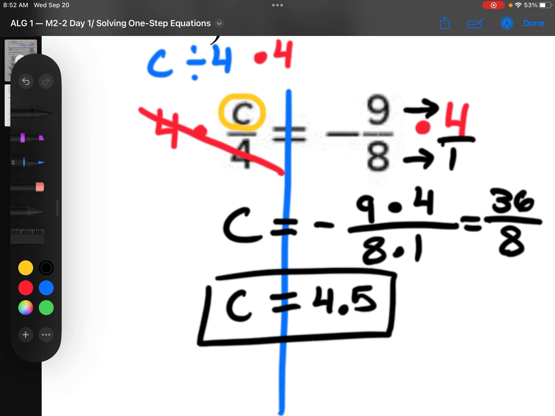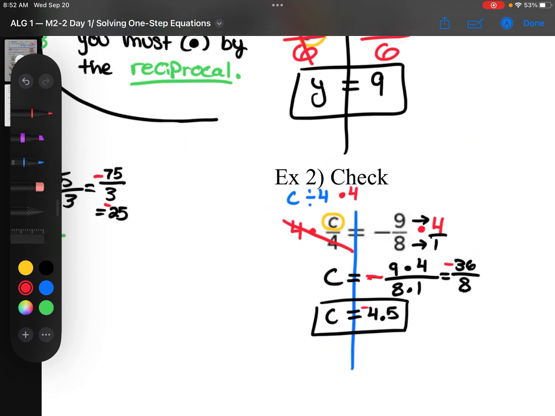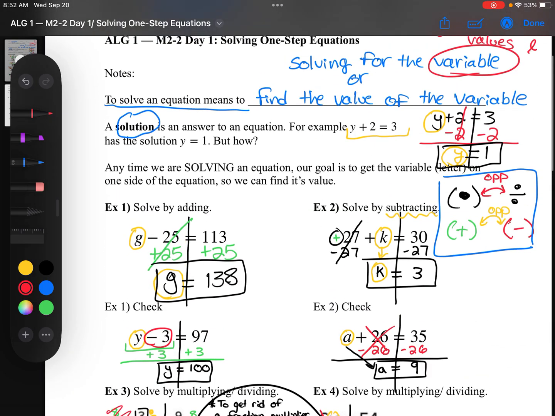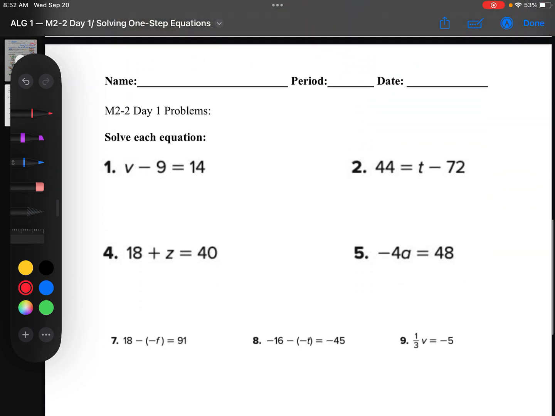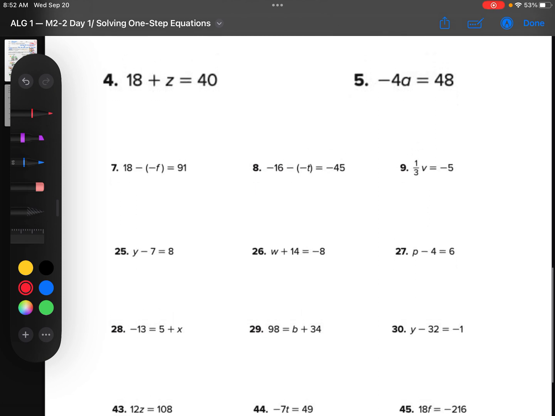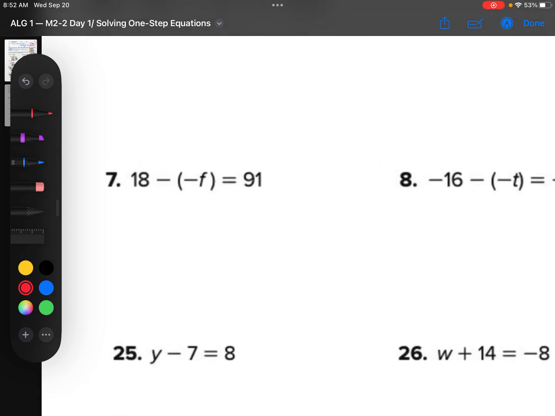So that would be your answer. But don't forget, I have a negative out in front here, which means it's going to be over here and here. Okay? So your variable there is C equals 4.5. So that's the notes. Make sure you have all of that copied down. And then you have some practice problems here for you to try. What I will warn you on your practice problems is be careful of your negative.